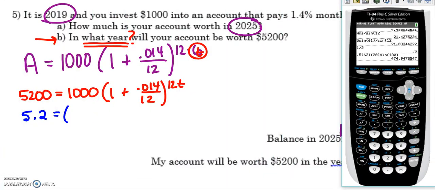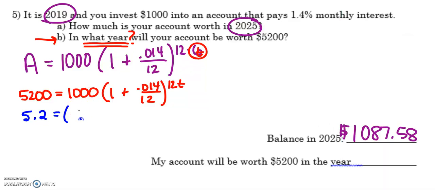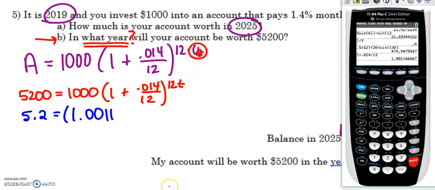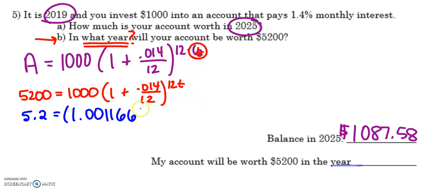All right. So using my calculator, I'm going to do 1 plus 0.014 divided by 12. So I get 1.0011. And I think there's a bunch of sixes. Yeah, 6, 6. That'll be good to the 12t.